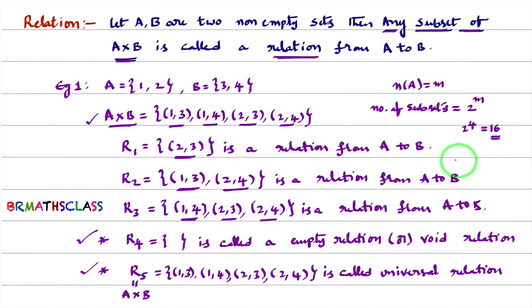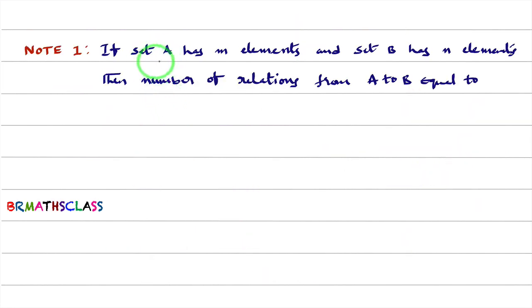So note this point. Set A has m elements. Set B has n elements. Then the number of relations from A to B. As we discussed in the last example, how many relations can we write from set A to B? 2 power, how many elements are there in A cross B? That many relations we can write. So if set A has m elements, set B has n elements, then the number of relations from A to B is equal to 2 power the number of elements in A cross B.